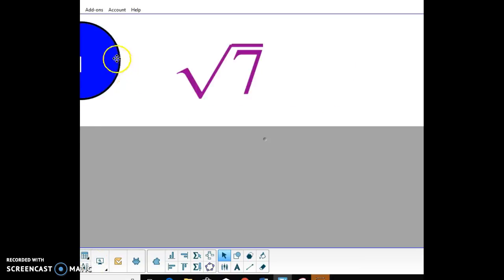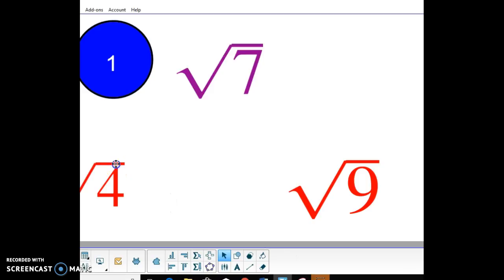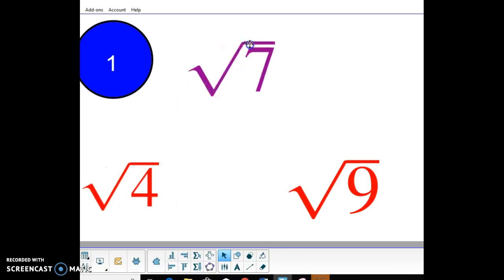Step 1. Let's say, for instance, we have the square root of 7. The very first thing we have to do is determine which 2 perfect squares your number falls in between. The answer you're looking for will fall in between 2 numbers. So, for instance, the square root of 7 falls in between the square root of 4 and the square root of 9.